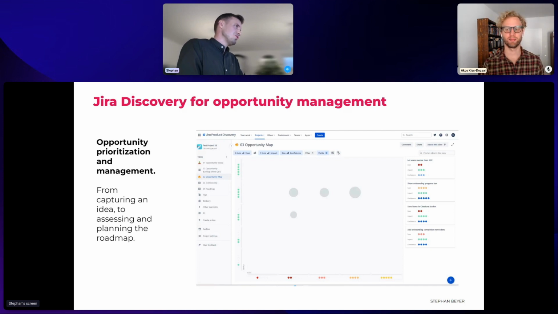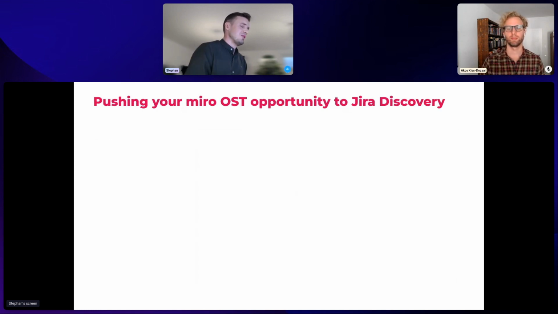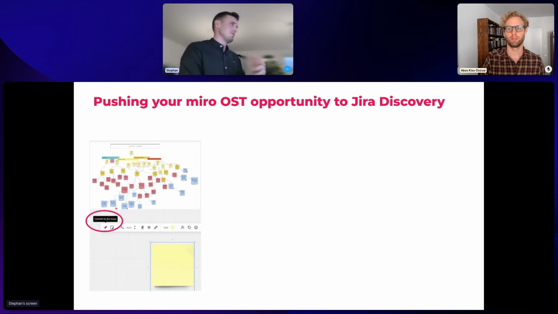So I said you can use this for capturing ideas, to assessing it, and also planning the roadmap. So there's really a lot that can be done because it's basically 100% customizable. But let's go through an example. Let's say you have mapped your opportunity solution tree, and then you click on one of those post-its which you consider a high impact priority.